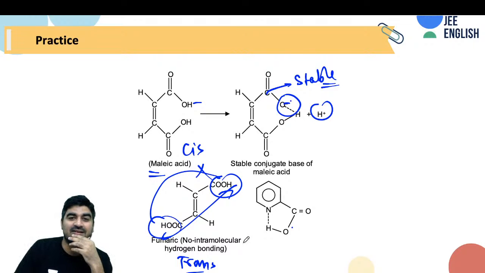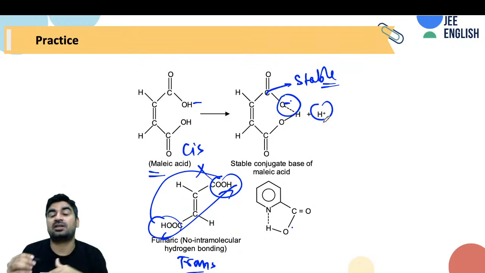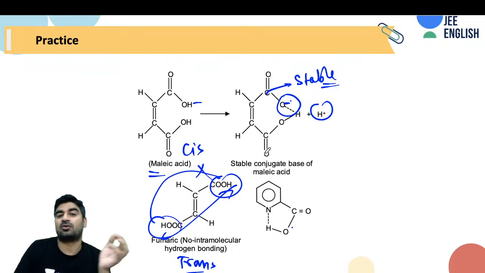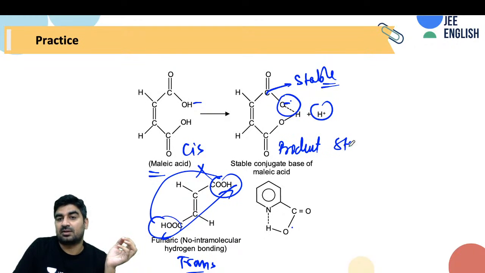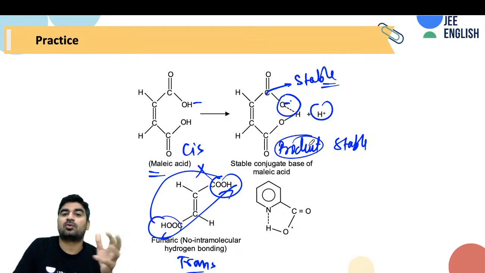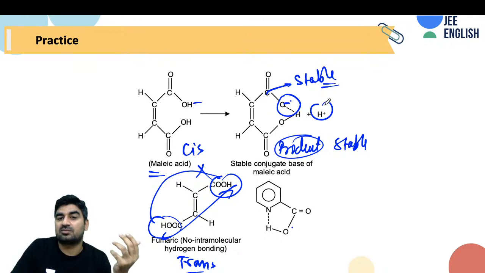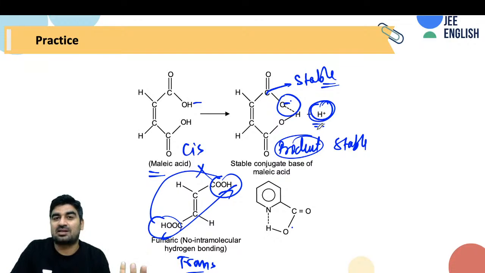Got it? So everything is moving towards stability, and if the product formed is stable, then more and more product will be formed, and during formation of this product, H plus will be removed, and more H plus are being formed, and you will say it is more acidic.